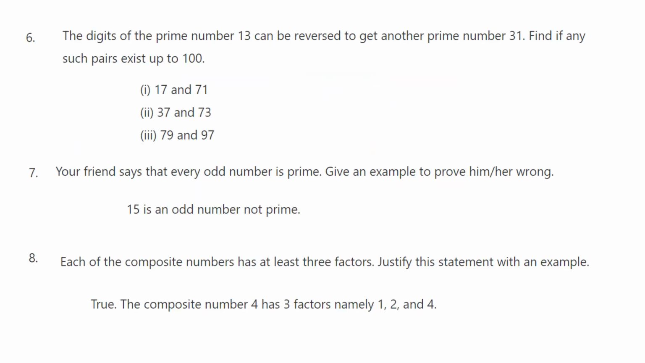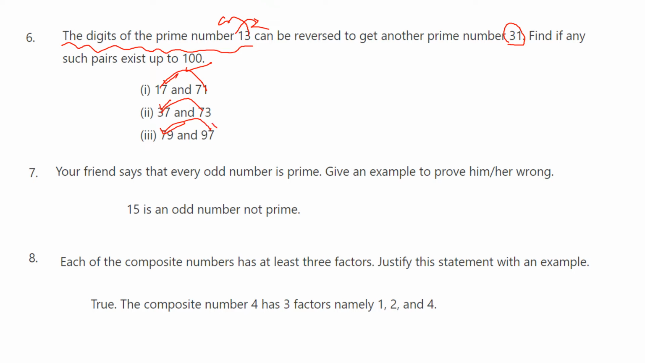Sixth question. The digits of the prime number 13 can be reversed. If we reverse, ones to tens, tens to ones, we get 31, and 31 is also a prime number. Any such pairs up to 100, we take 17, 37 and 79. If we reverse them, we get 71, 73 and 97.